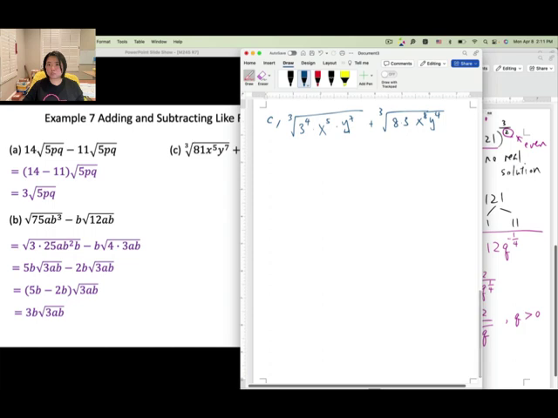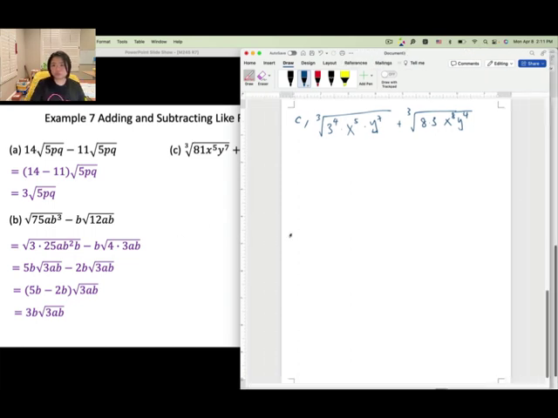Let me get more space here. One by one: the cube root of 3 to the power of 4 is 3 cubed times 3. Then x to the 5, I could do x cubed times x squared. y to the 7 will be y to the 6 times y. And for the other cube root, 24 will be 2 cubed times 3, and then x to the 8 will be x to the 6 times x squared, y cubed and y.